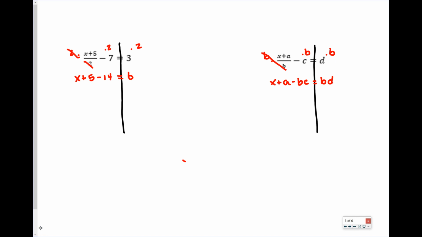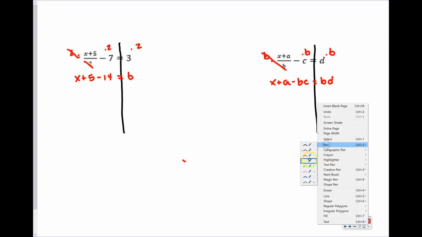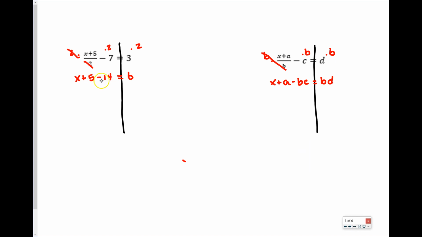Now I want to try and get the x by itself. So there's two things I can do here. On this left side, I could do 5 minus 14 and get negative 9. I could do that. So I could get x minus 9 equals 6. Or, instead of doing that, I could subtract the 5 and add the 14 over and get the same thing. Okay, so once I complete all of this, I get x equals 15 over here.